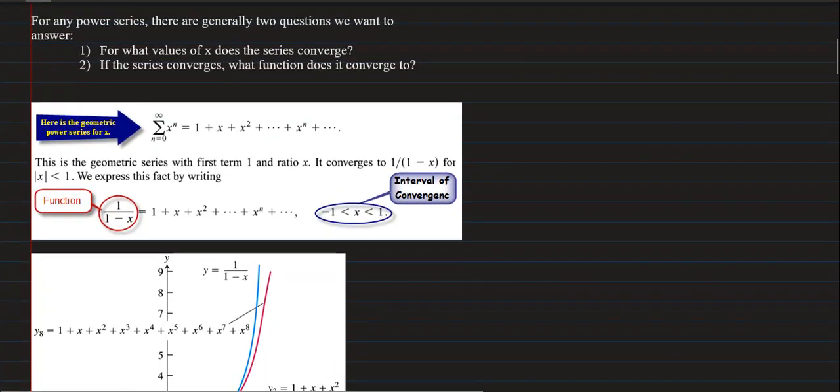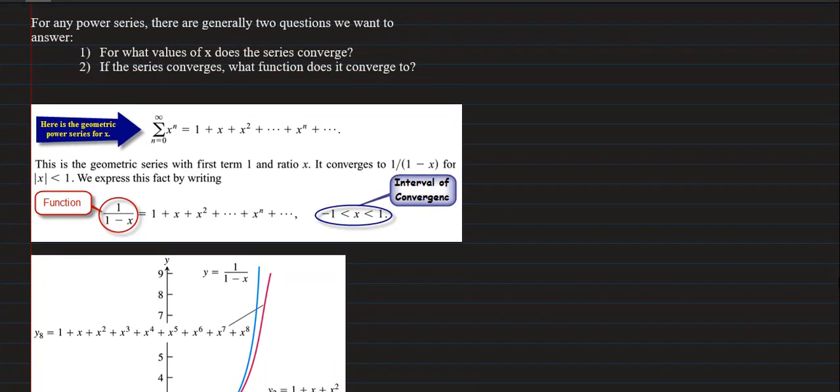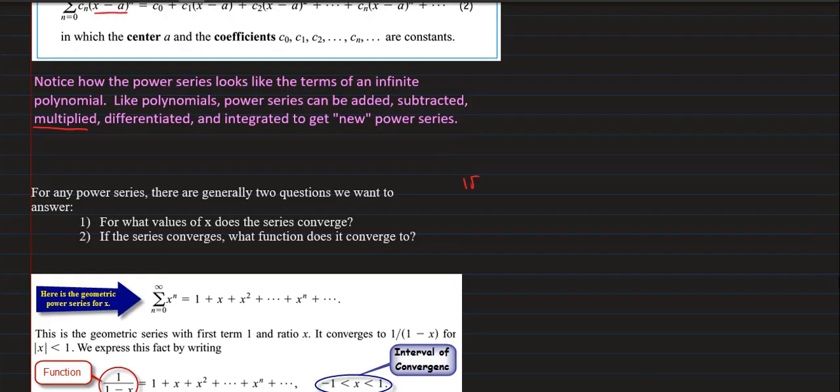For any power series, there are generally two questions we want to answer. The first one is, for what values of x does the series converge? And if the series converges, what function does that series converge to? If we have a power series that looks like this, let's not make this a sub n, let's just make this some initial value, a sub naught. If this is a power series, it looks an awful lot like a geometric series where a would be equal to 1 and r would be equal to x.